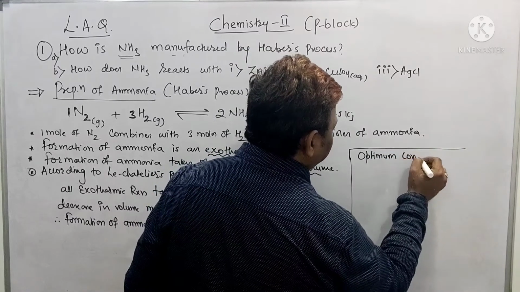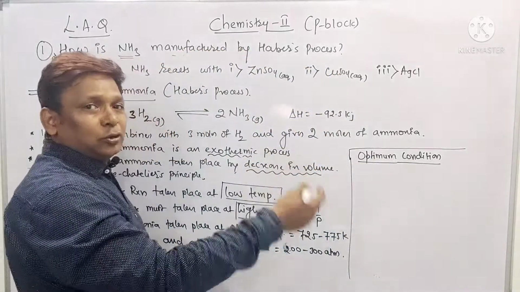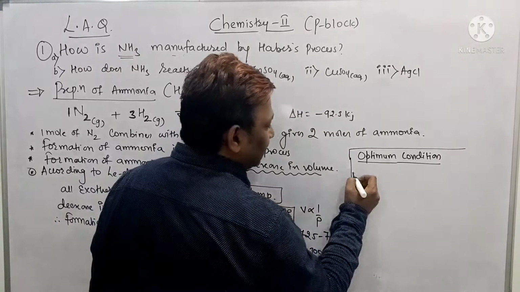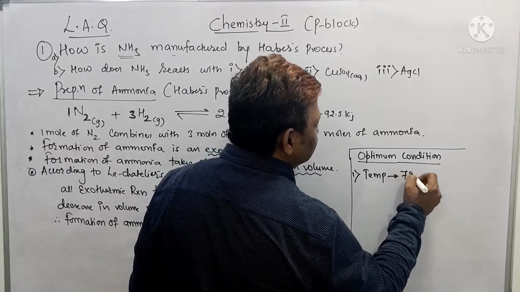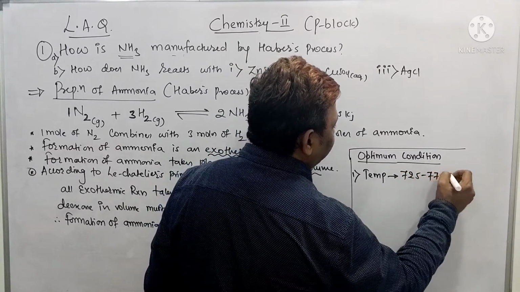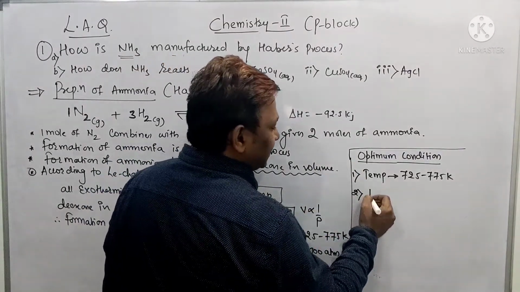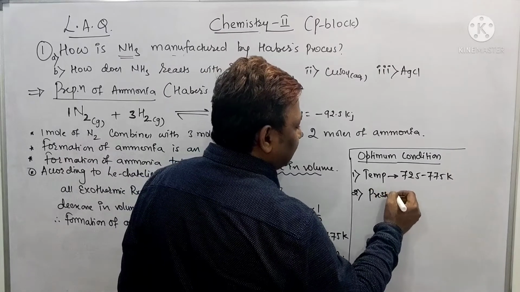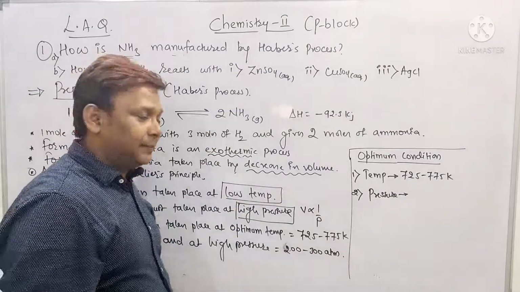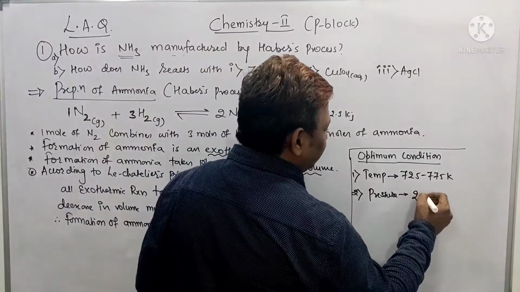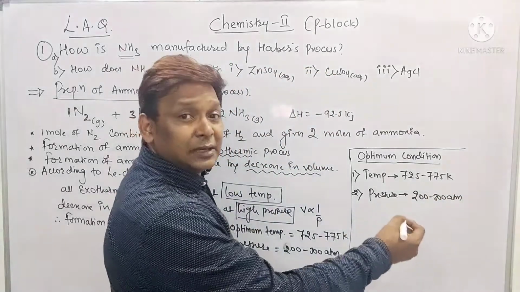Sir, what are the optimum conditions? Beta, what are the optimum conditions to prepare or manufacture ammonia by the Haber process? Condition number 1, what is that, beta? Temperature. It should be low. What is that, sir? 725 to 775 Kelvin. First point. Second point, beta, what is that? Pressure. You know, formation of ammonia takes place by decreasing volume, so it must take place at high pressure. What is the pressure, sir? It should be 200 to 300 atm. Atm means atmospheric pressure.